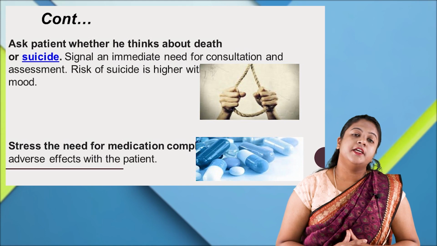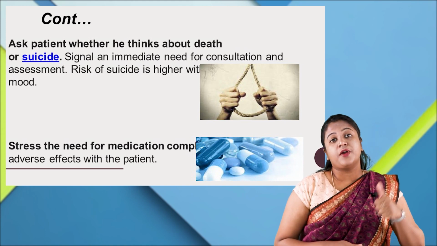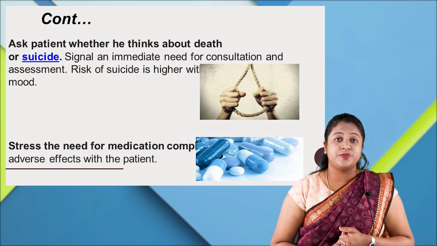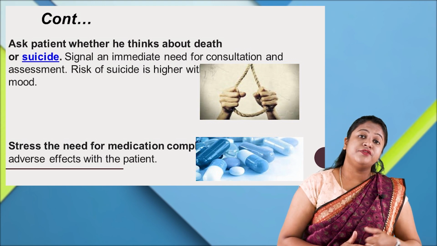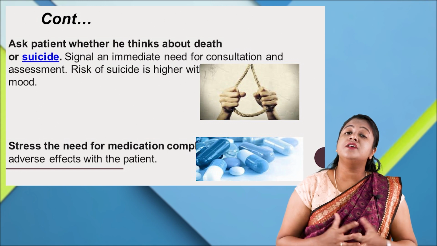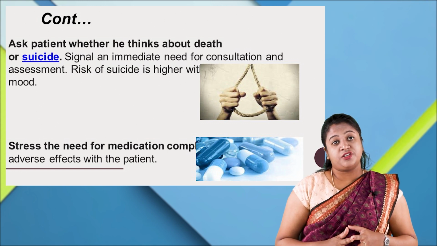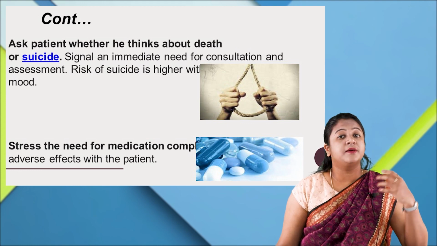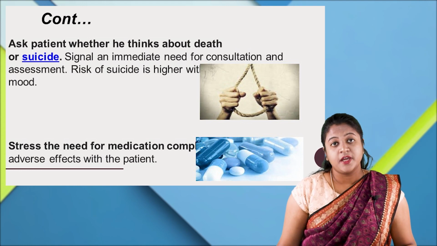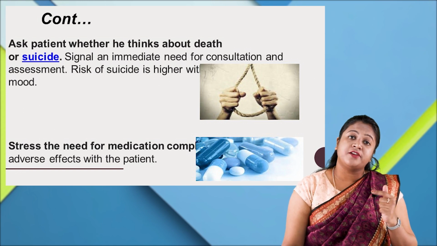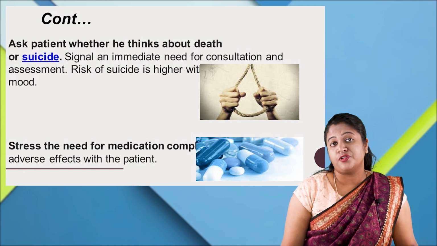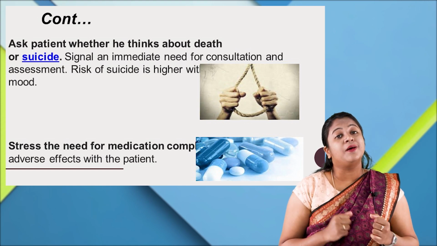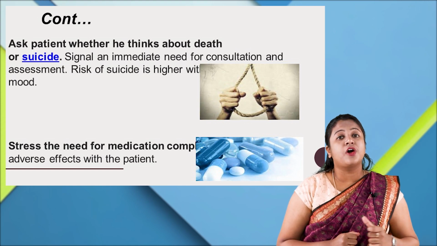The next thing is very, very important. You have to ask the client whether he thinks about death or suicide. Very important, if the client is suffering from the severe form of depression, anytime he can end up with a suicidal attempt or committing suicide. Right? So you have to find out what is happening in the mind of the client. So how can you do this? It is done through communication. So you have to go and talk to the patient.